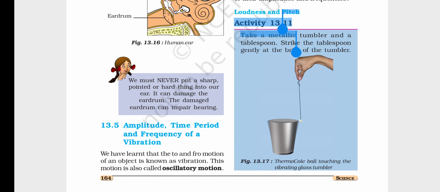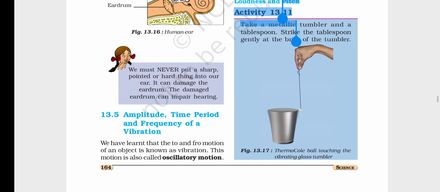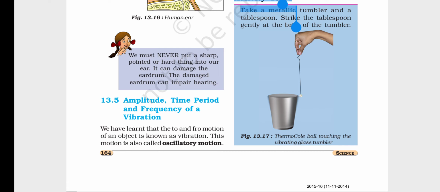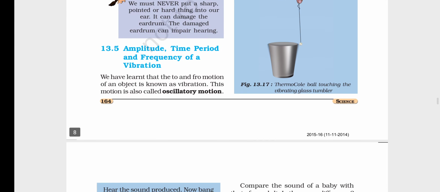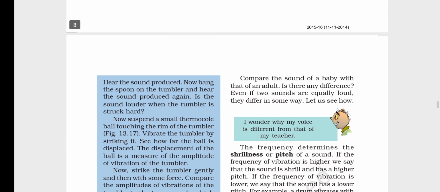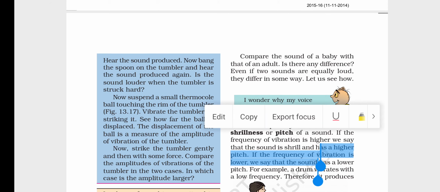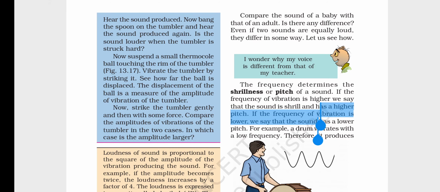Here is activity 13.11. Take a metallic tumbler and a tablespoon. Strike the tablespoon gently at the brim of the tumbler, and hear the sound produced. Now bang the spoon on the tumbler and hear the sound produced again. Is the sound louder when the tumbler is struck hard?